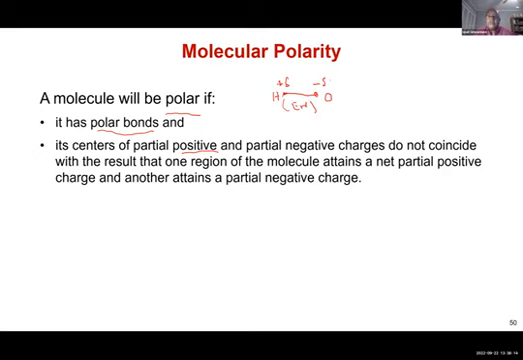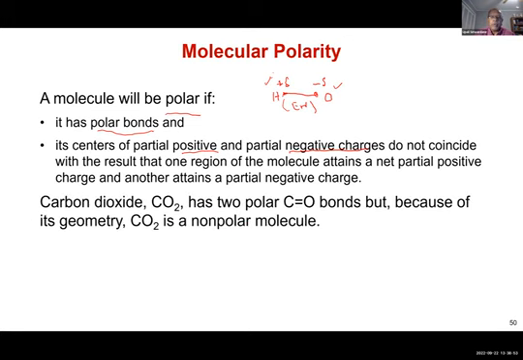It's a polar bond. The electronegativity of oxygen is greater than the electronegativity of hydrogen. So the partial negative charge coincides with the atom with higher electronegativity here. The partial positive charge is with the lower electronegativity. The partial separation of the bonding electron pair towards one atom is due to the electronegativity difference, which creates a polar bond.